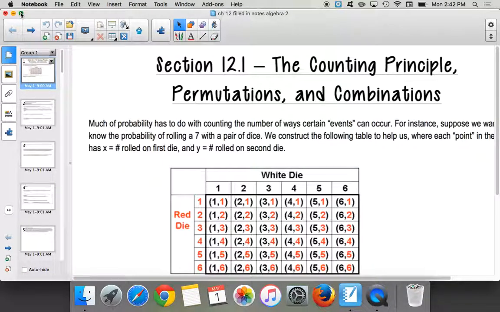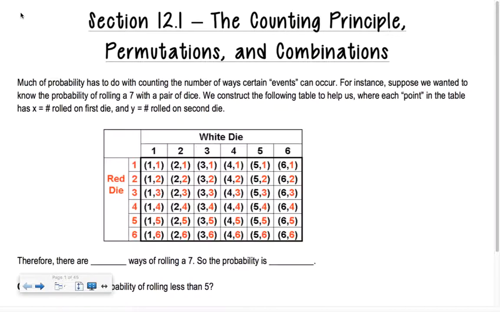This is on the counting principle, permutations, and combinations. So we've kind of mentioned combinations before. We used it when we talked about Pascal's triangle, but we don't really know what that is yet. So we're going to learn what it is in this section. It says much of probability has to do with counting the number of ways that certain events can occur.